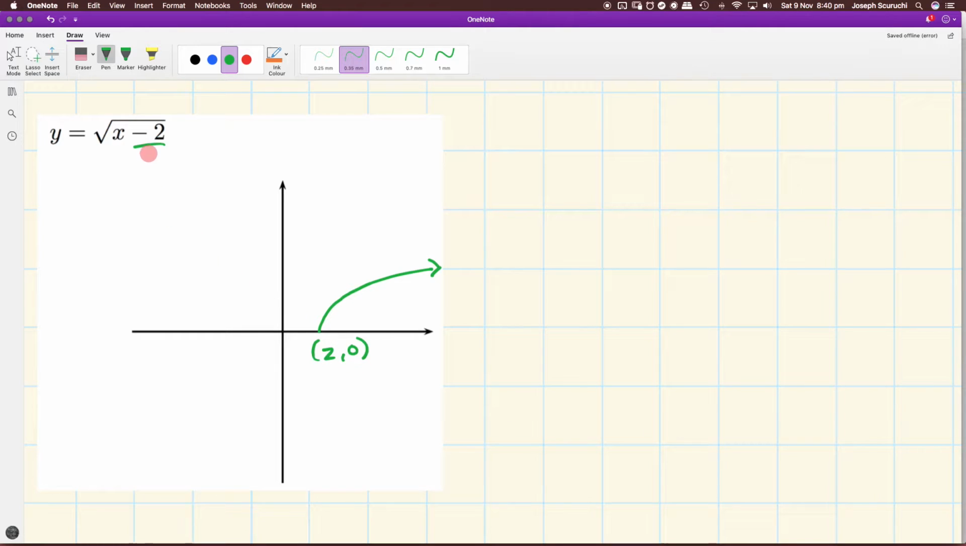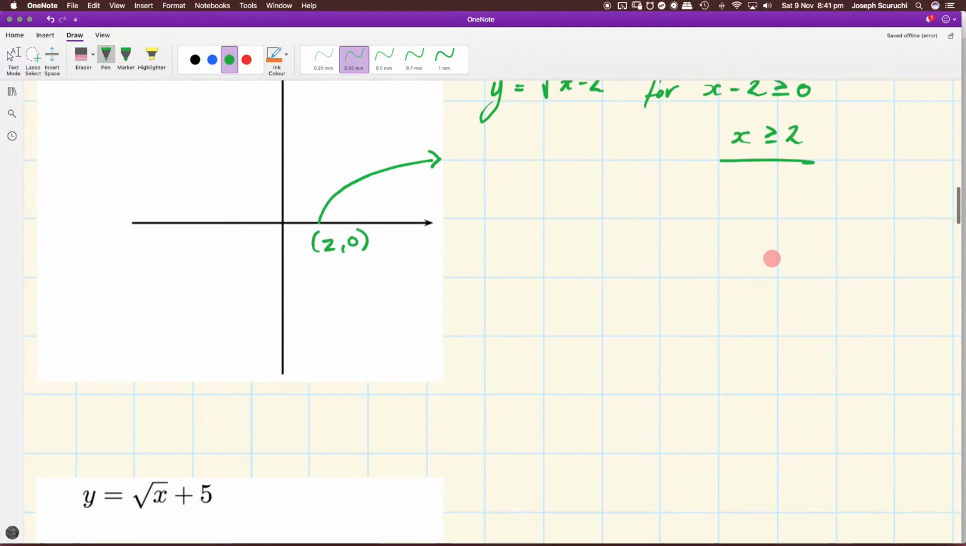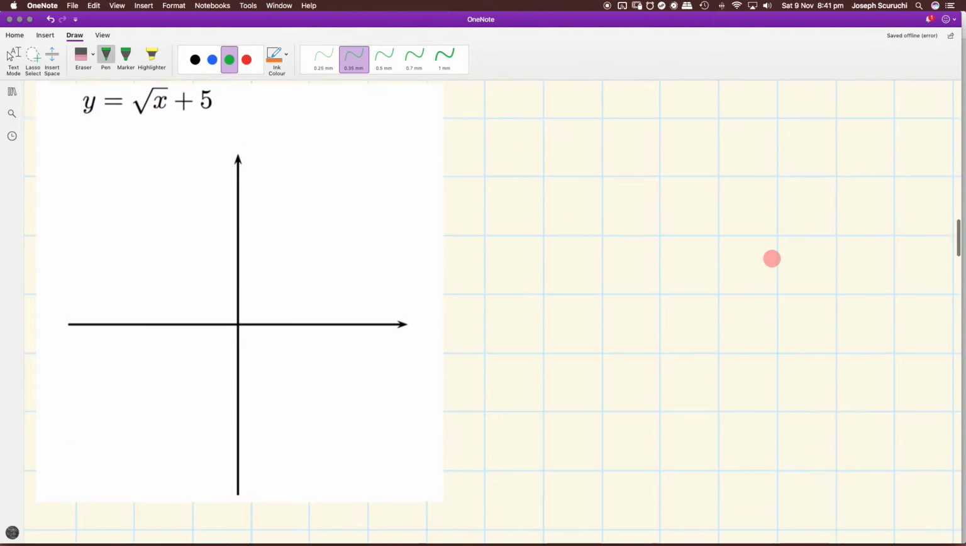So again, don't get stuck by this negative. This negative is telling us we're going 2 in the positive direction. And again, I could write out y equals the square root of x minus 2 for x minus 2 is greater than or equal to 0. And you have to put this into this form. So x is greater or equal to 2. Perfect. Let's now keep on chugging along.